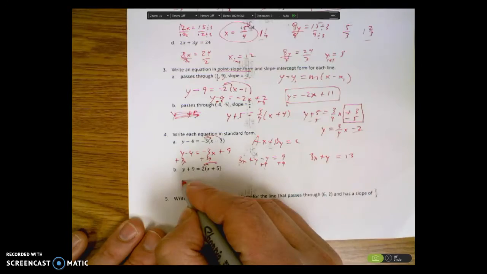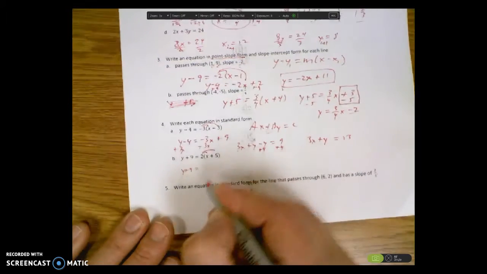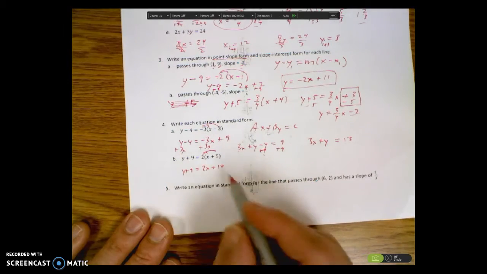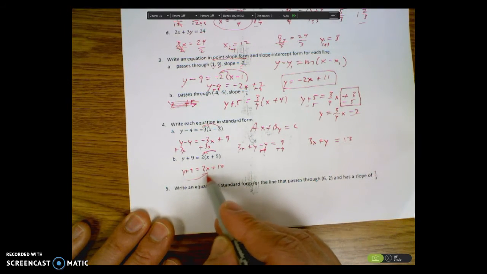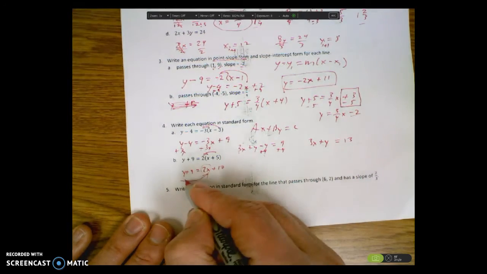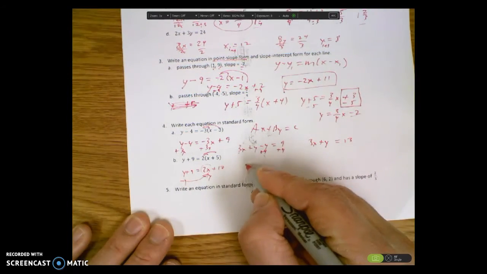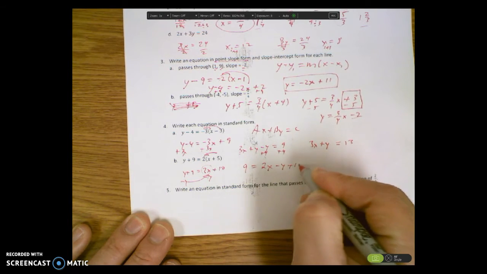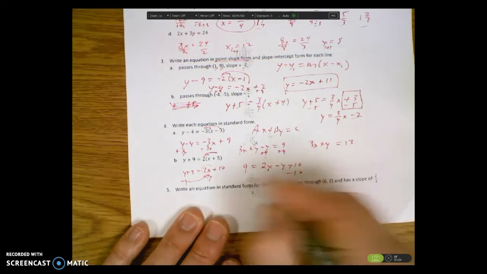We're going to distribute. Y plus 9 equals 2x plus 10. This time, though, I'm going to move the y this way because I want to keep my ax positive. So I'm going to subtract y from both sides. That's going to give me 9 equals 2x minus y plus 10. And I'm going to subtract 10.